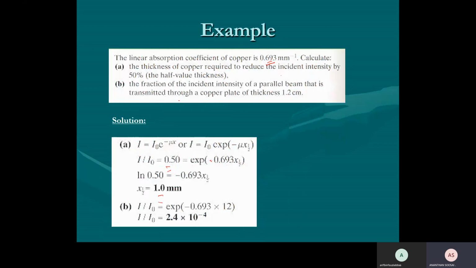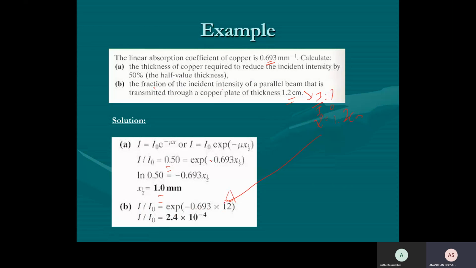Okay, B. The fraction of the incident intensity of a parallel beam that is transmitted through a copper plate of thickness 1.2 cm. What does question B want? They're asking what is I, and the x is 1.2 cm. So you use this formula again. This is the only formula. They want the fraction of the incident intensity, which means looking for I over I naught.